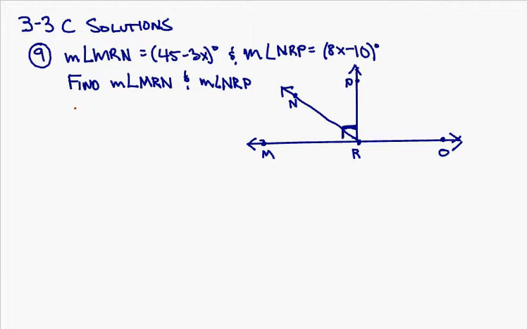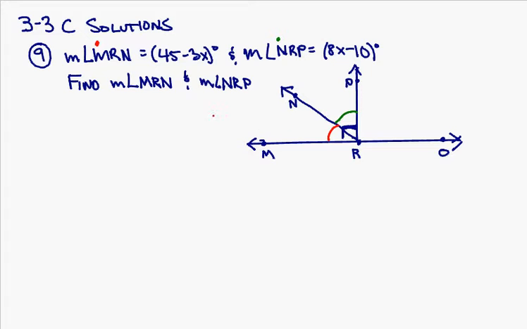Okay, in problem number 9, here we're looking at measure of angle MRN is equal to 45 minus 3x degrees, and the measure of NRP is equal to 8x minus 10 degrees. So if we let this color represent a measure of angle MRN, so we're looking at this angle right here, and then we let green represent this angle right here, measure of angle NRP. NRP is this angle.